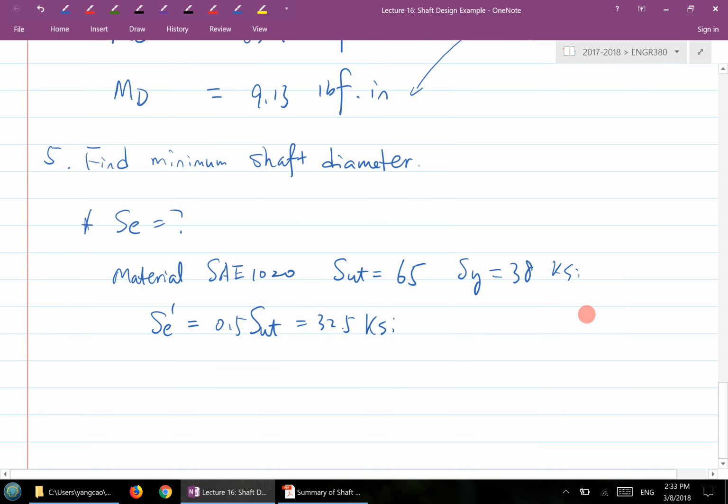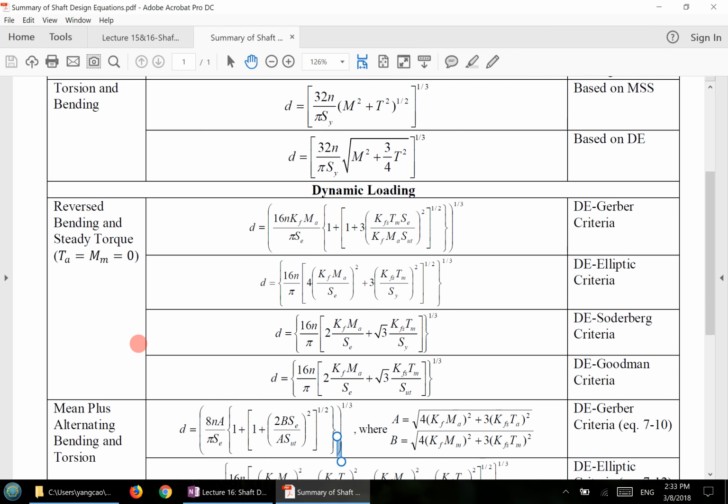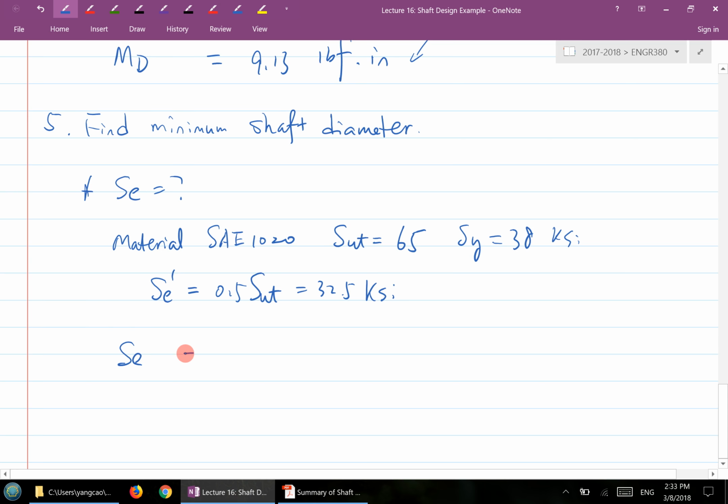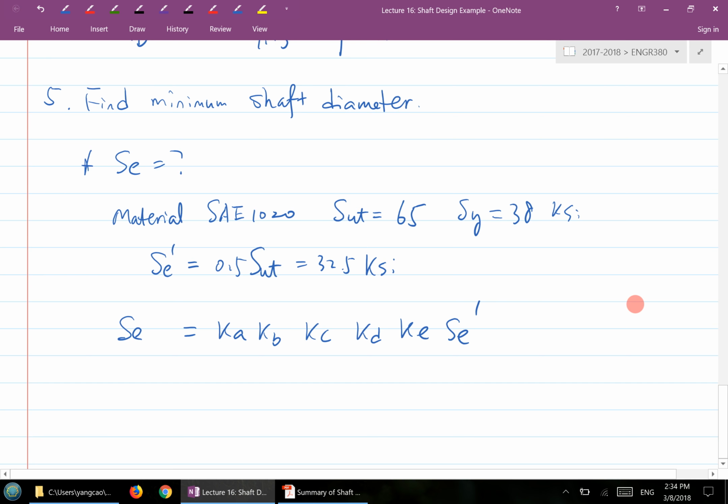Okay, and then calculate SE. So SE, if you recall, is equal to KA times KB times KC times KD times KE times SE prime, right? Okay. For this particular question, it tells the surface is machined. So you can calculate your KA, which is going to be 0.893 for a machined surface.